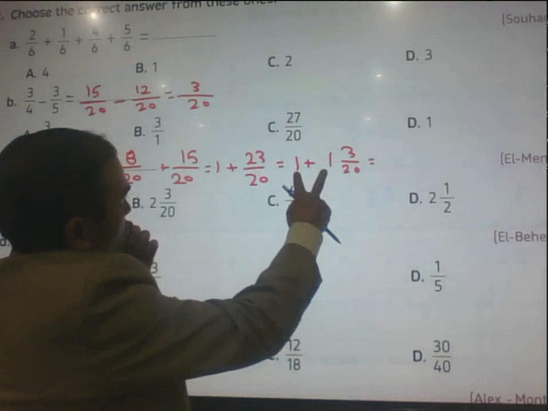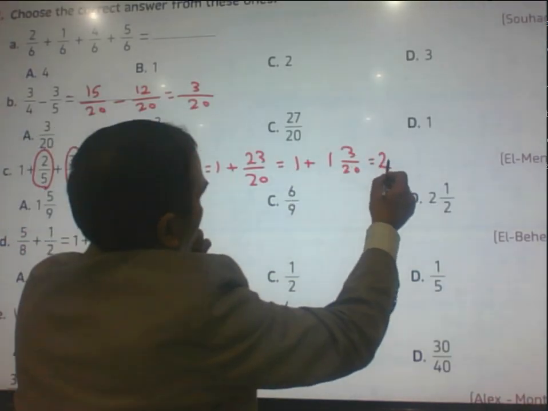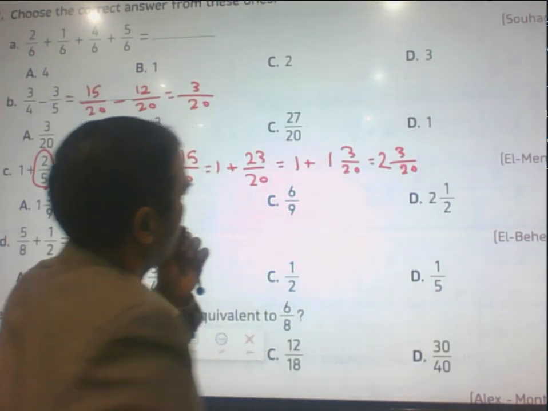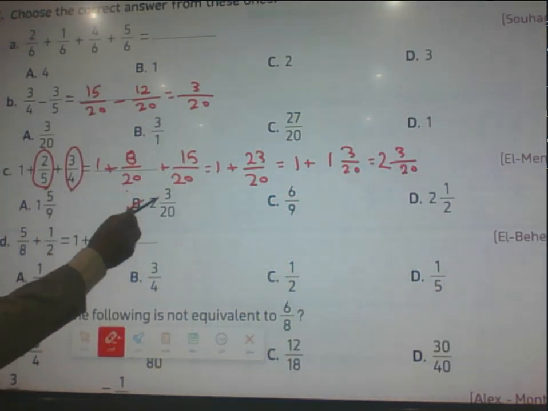Now I will collect the whole numbers. 1 plus 1 equals 2. And we have 3 over 20 as the fraction behind it. Then we have 2 and 3 over 20.